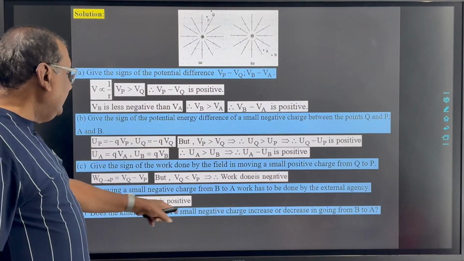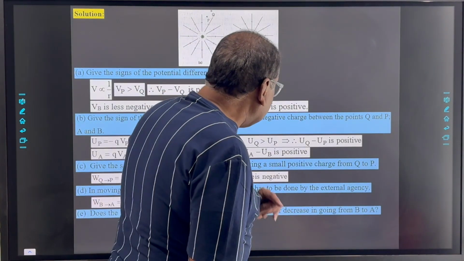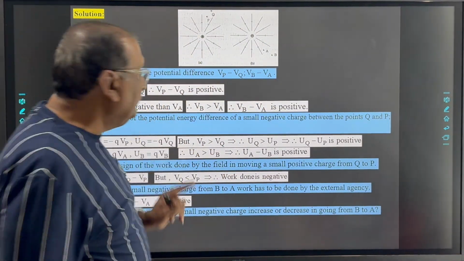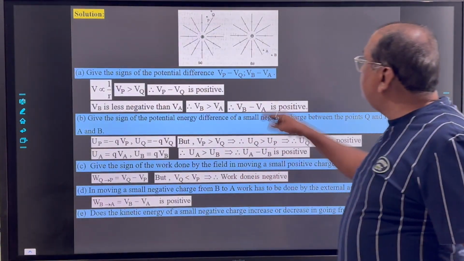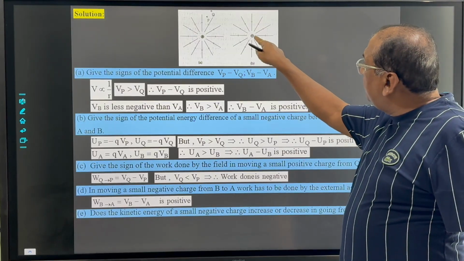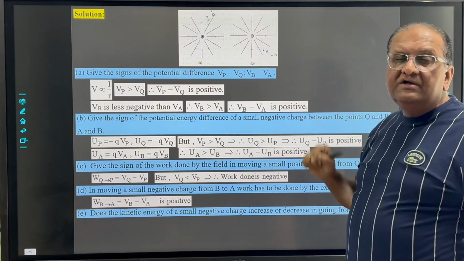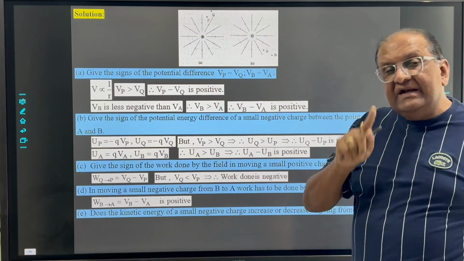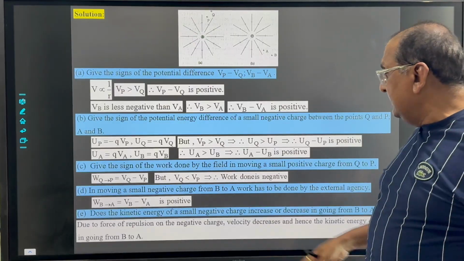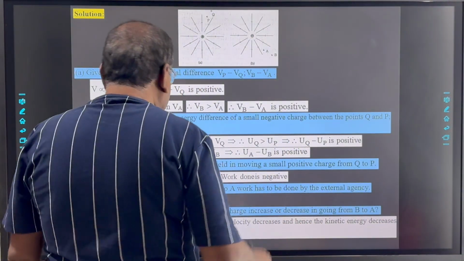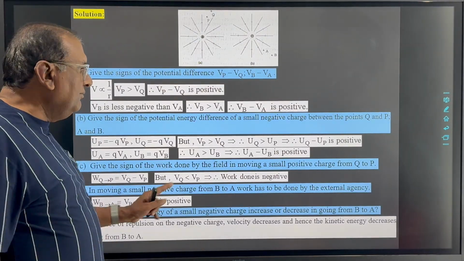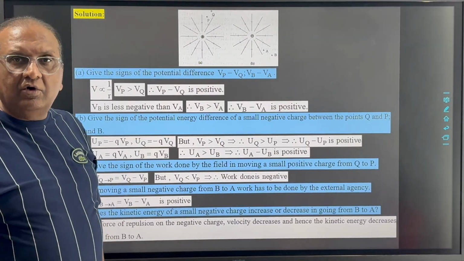Then does the kinetic energy of a small negative charge increase or decrease in going from B to A? So when a small negative charge is moved from B to A, due to repulsive force of this source negative charge, its velocity decreases. When its velocity decreases, then we can say its kinetic energy will also decrease in going from B to A. Clear to all of you?